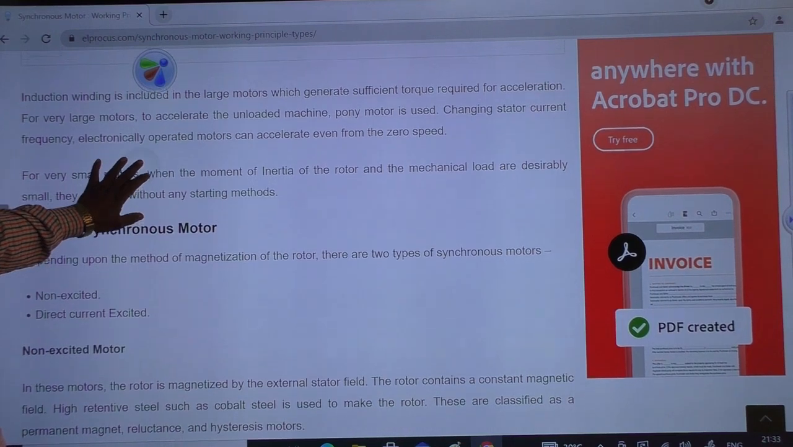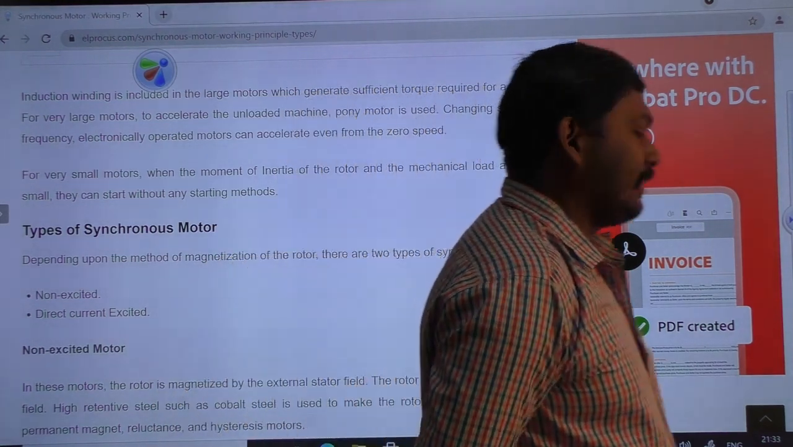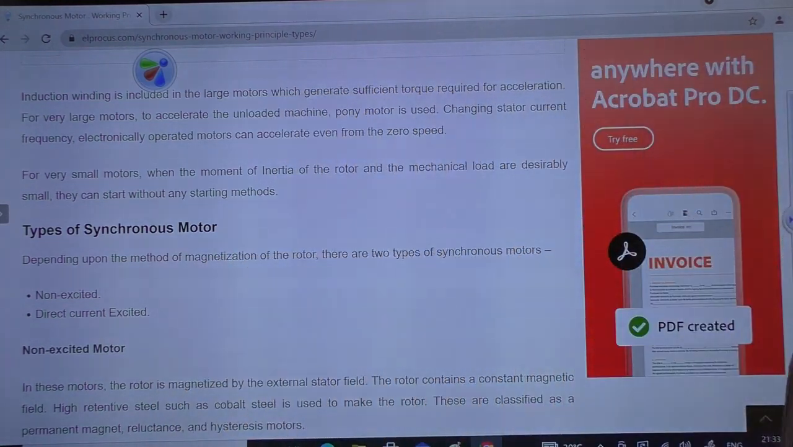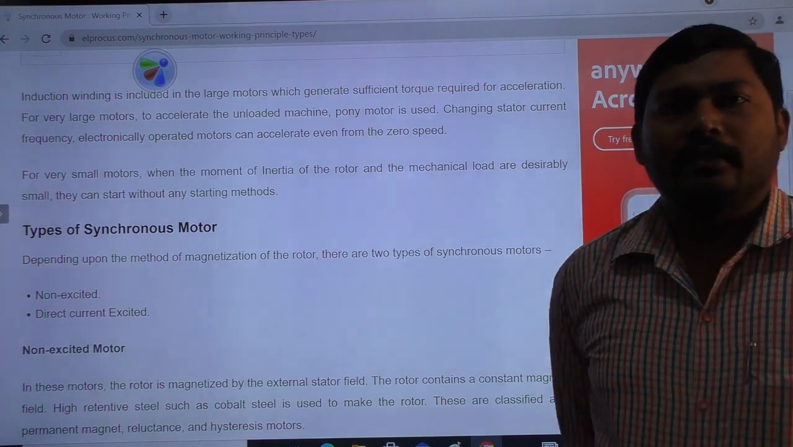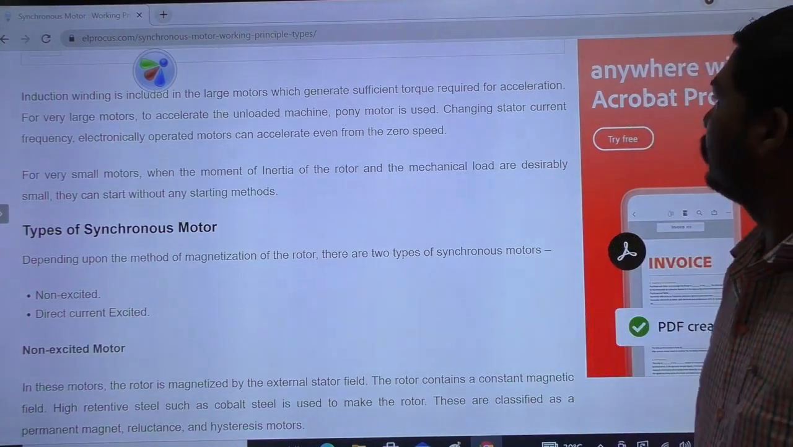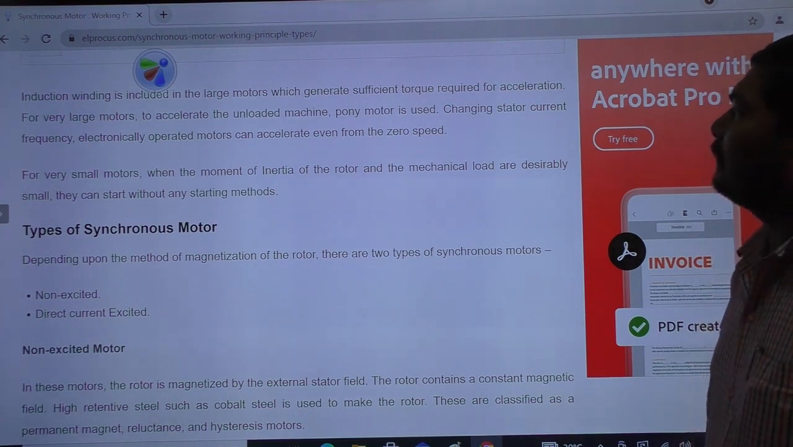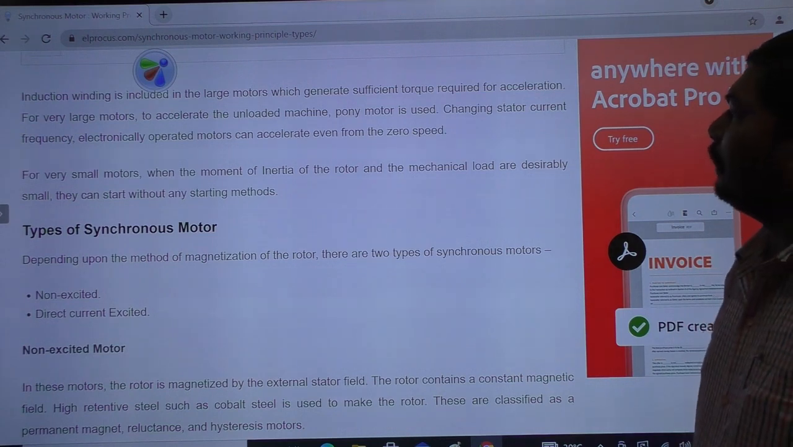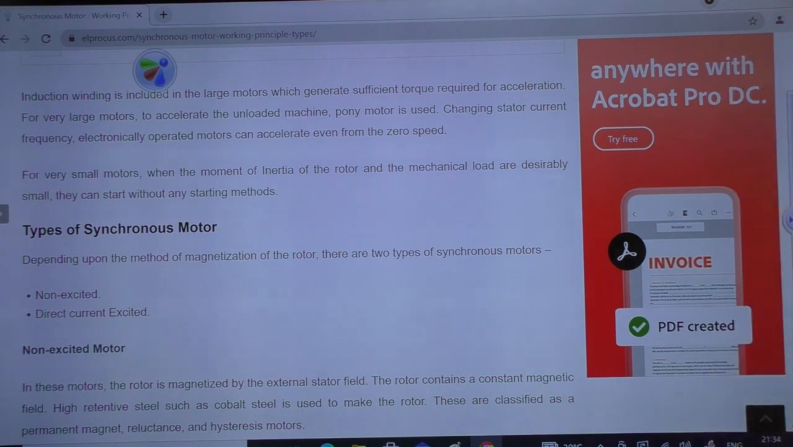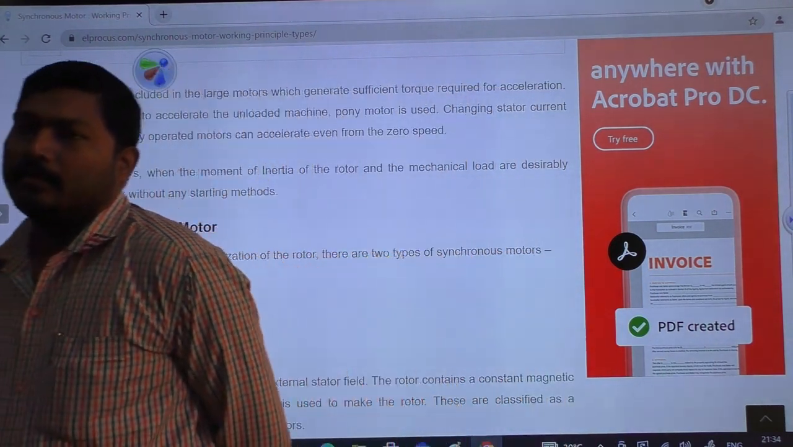Induction winding is included in large motors, which generates sufficient torque required for acceleration. For very large motors, pony motors are used. What are pony motors? Motors used to start the synchronous motor are called pony motors. By changing the stator current frequency, electronically operated motors can accelerate even from 0 speed. For very small motors, when the moment of inertia of the rotor and the mechanical load are small, they can start without any starting method.